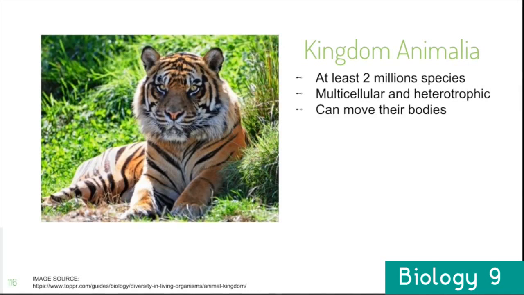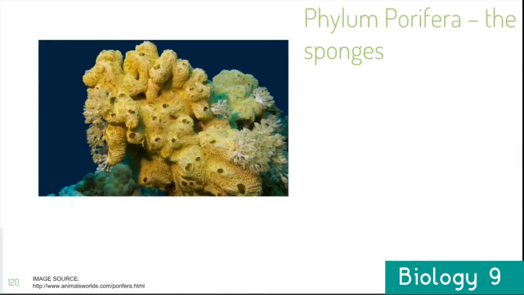Also, they have got no cell walls, like plants do. And they've got a nervous system to sense their surroundings. There's 33 different phyla, but we're going to have a look at some of the main ones. Okay, the first one we're going to look at are the sponges.